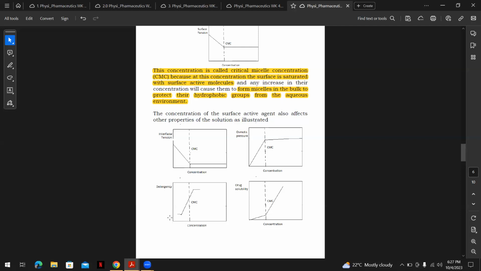And for detergency, you see it plateaus, increases, then plateaus. I just believe it's something to do with the micelles protecting the hydrophobic groups from the aqueous environment. I had written this explanation somewhere. When I get it, I'll share it in the group. I had written how they all relate to the CMC.